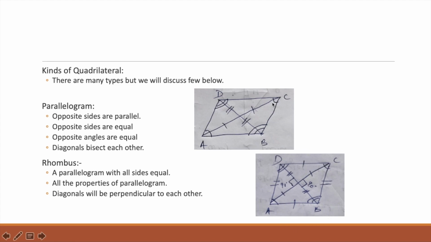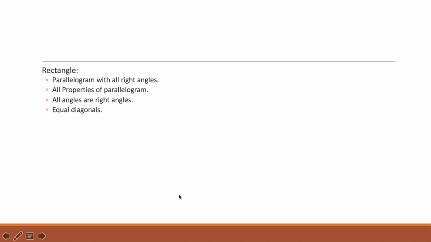All the properties of parallelogram, whatever we discussed here, are also applicable here. And then diagonals will be perpendicular, which is already portrayed here. Rhombus is kind of perpendicular diagonals. Next one, what is a rectangle? Parallelogram with all right angles. All properties of parallelogram, all angles are right angles, equal diagonals. So that is a rectangle.